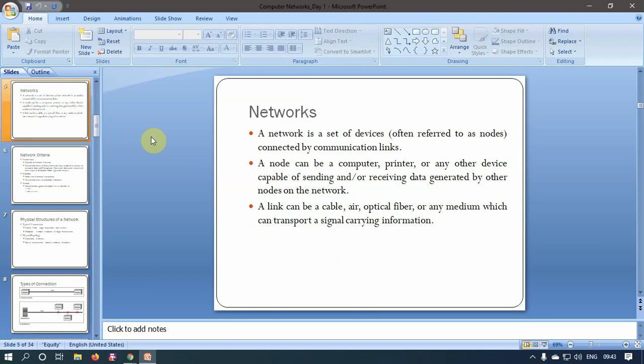that are connected with a communication link. So the communication link in this case will be what? Either coaxial cable, twisted pair cable, fiber optic, or Wi-Fi. So a node can be a computer, a printer, or any other device capable of sending and receiving data generated by the other nodes on the network. And a link, as we discussed earlier, can be a cable, can be air, can be optical fiber, or any medium which can transport a signal carrying information. I hope the definitions are clear to everyone.